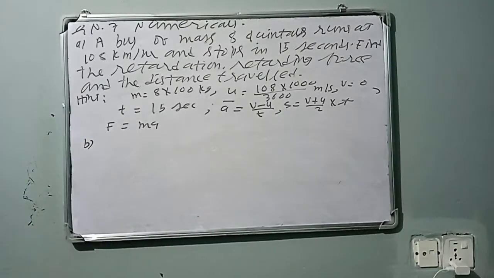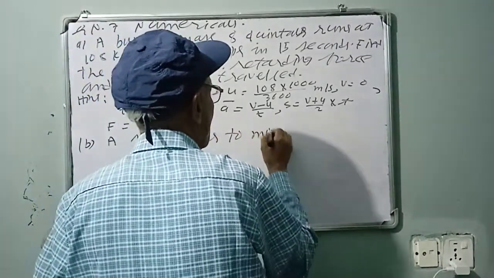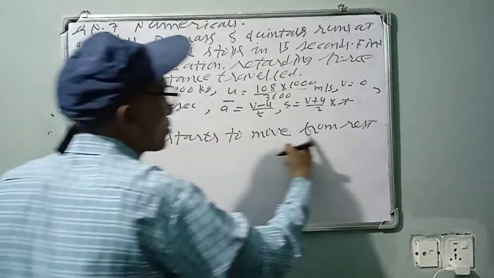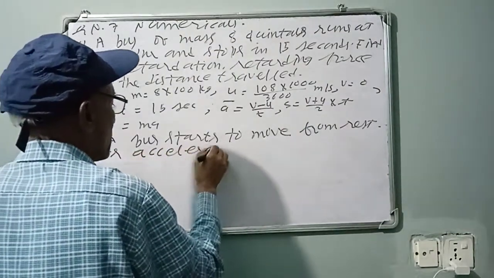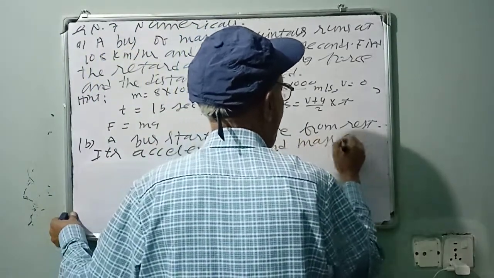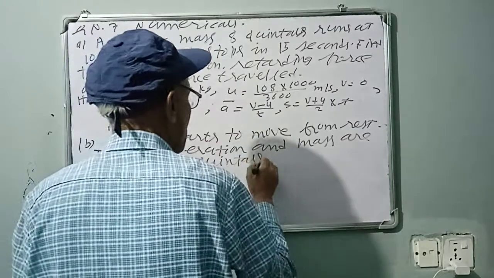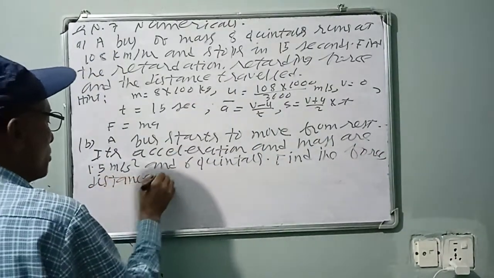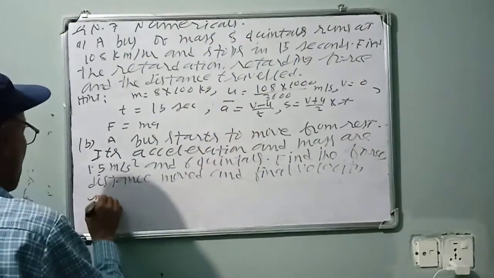This is the case of from motion to rest. Now, rest to motion as well. A bus starts to move from rest. Its acceleration and mass are say 1.5 meter per second square and 6 quintals. Find the force, distance moved, and final velocity in say 1 minute.